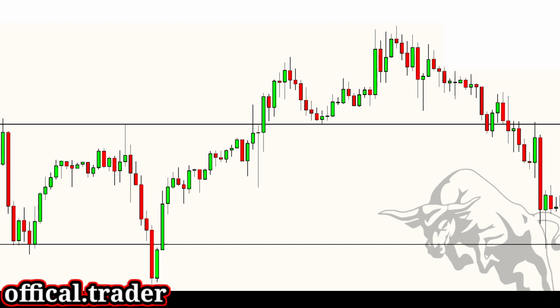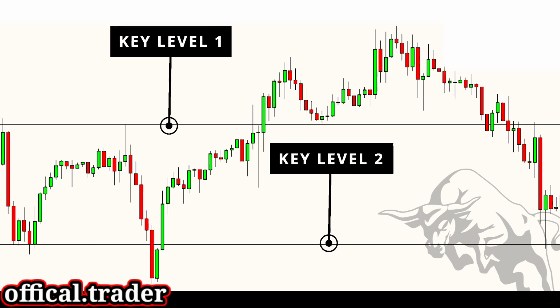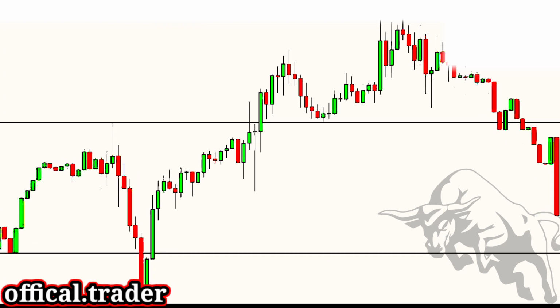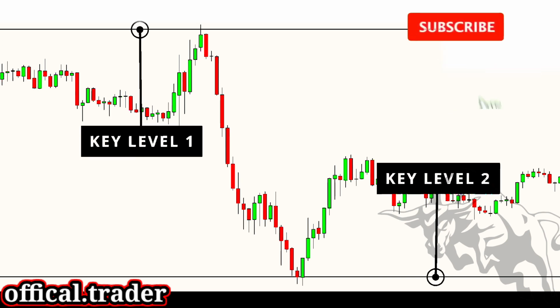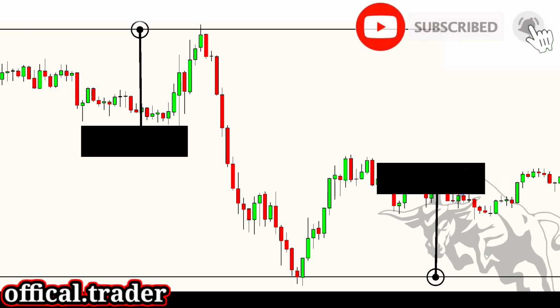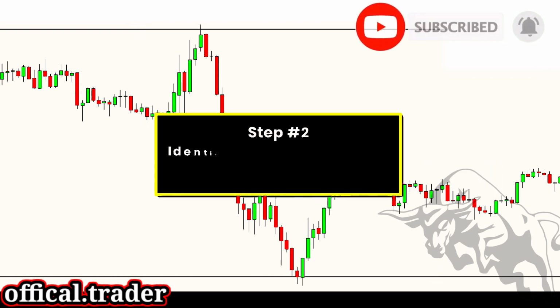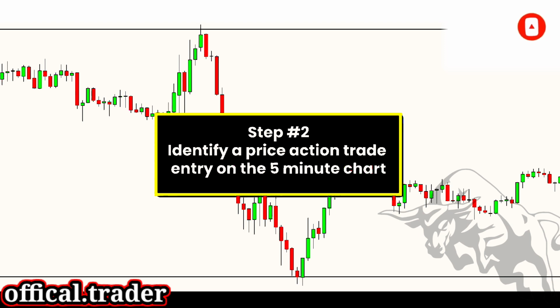Now that we have our higher time frame key levels drawn in, we can now switch over to the 5 minute chart for step 2 of this trading strategy. Here's a 5 minute chart of the pound dollar, with our key higher time frame levels already drawn in from earlier. Step 2 of this strategy is to identify a price action trade entry on the 5 minute chart.